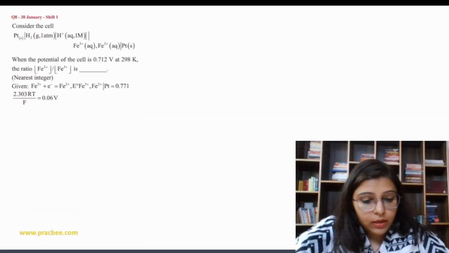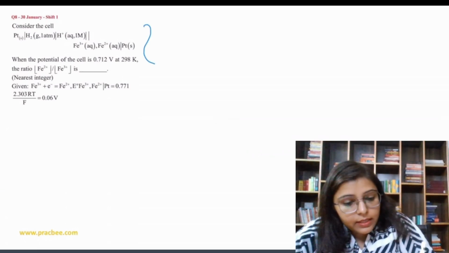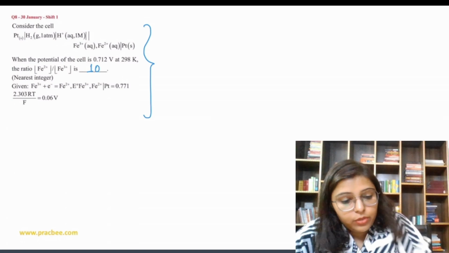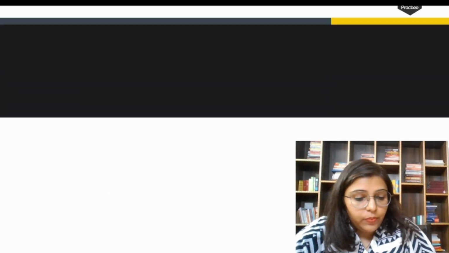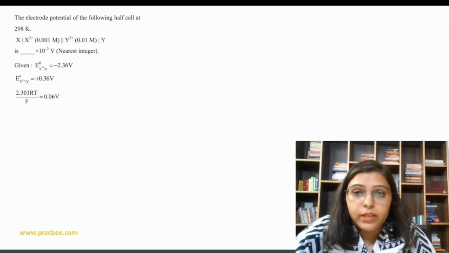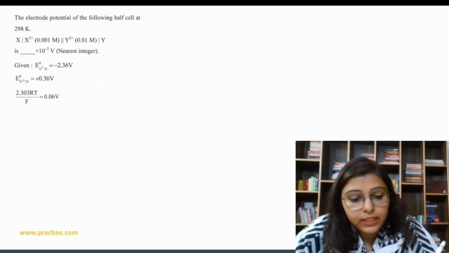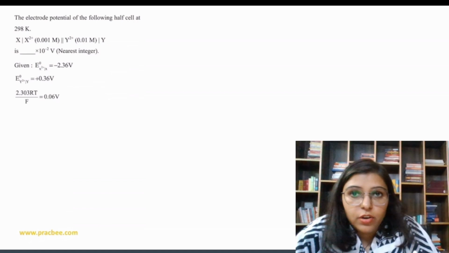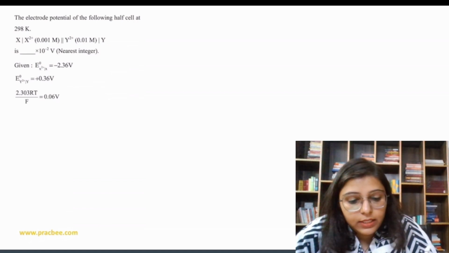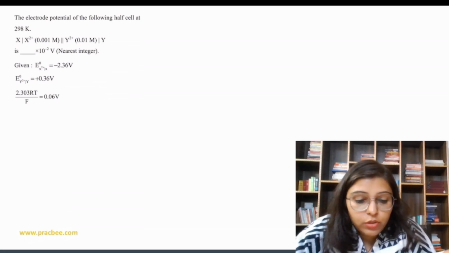We have already discussed this question, right? Fe3 plus Fe2 plus, the answer is going to be 10, right? Now, let's do the next question. The next question is: the electrode potential of the following half cell at 298 Kelvin is dash into 10 to the power minus 2 volt.